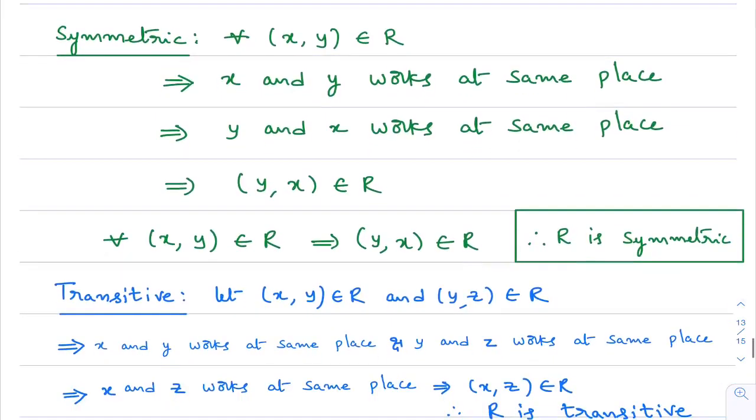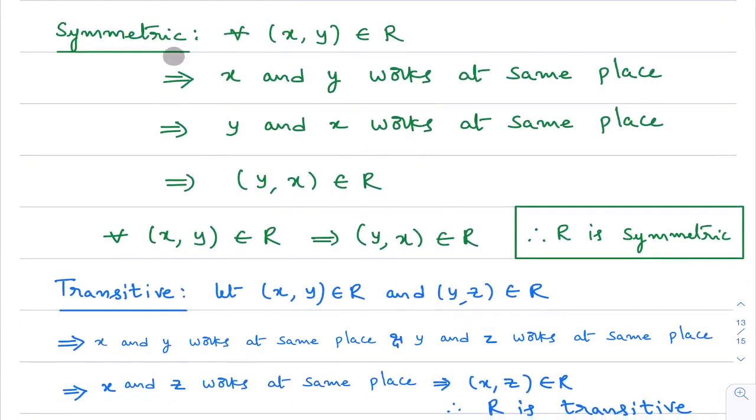Now, the symmetric property. Is this relation symmetric or not? First, I'll take an ordered pair (x, y) in the relation. Ordered pair (x, y) belongs to this relation. What does it mean? It means that x and y work at the same place.